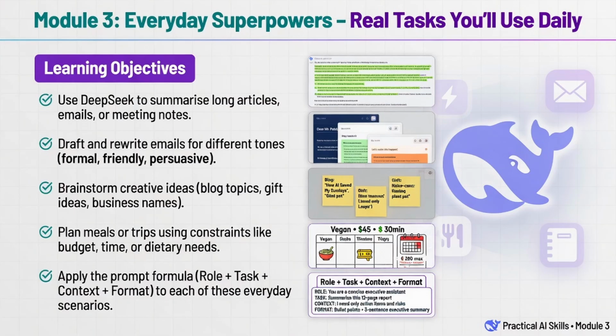Brainstorm creative ideas, blog topics, gift ideas, business names. Plan meals or trips using constraints like budget, time, or dietary needs. Apply the prompt formula, role plus task plus context plus format, to each of these everyday scenarios.